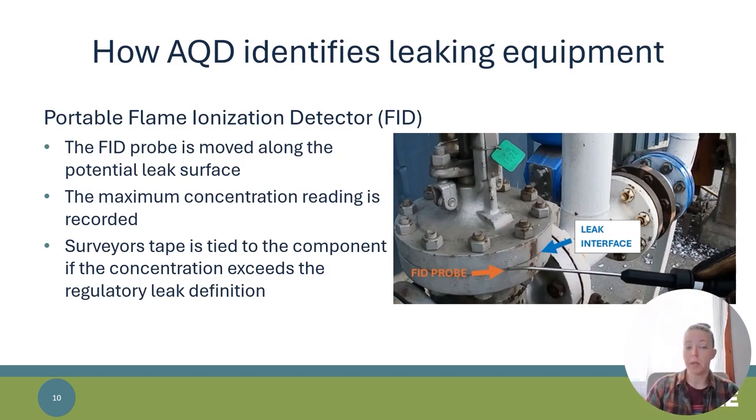If we use NSPS KKK as our example, if the concentration was greater than 10,000 ppm, we would flag this component as a leak. We also write more information on a field log sheet, like which portion of the valve was leaking. We'll attach flags to leaking components if it's safe for us to do so. If for some reason we're unable to flag something, we'll still communicate the leak to you by writing it on the field log and by contacting you to further discuss any components that we weren't able to flag in the field.